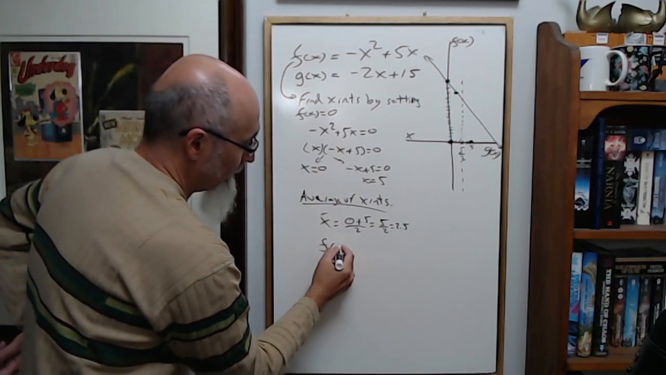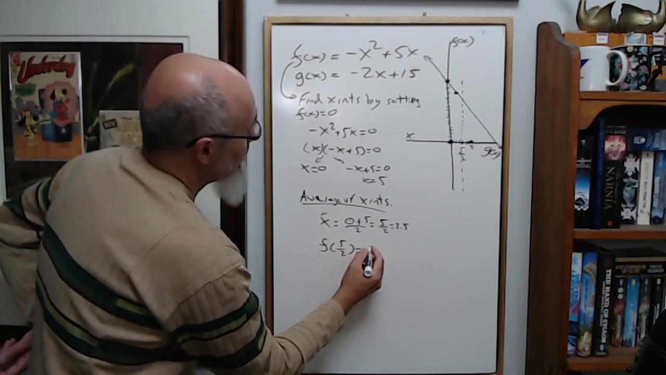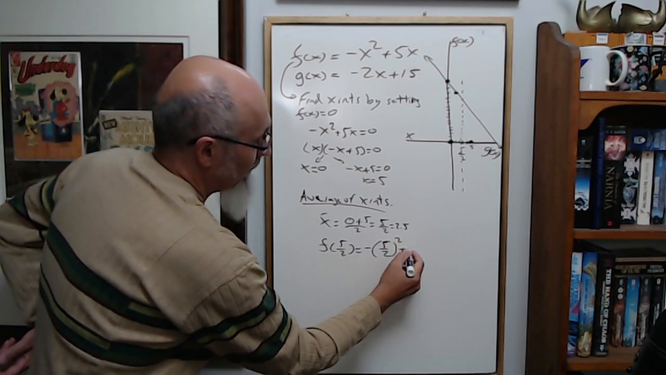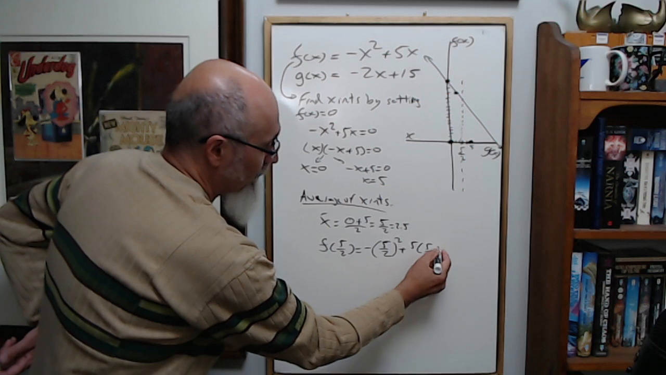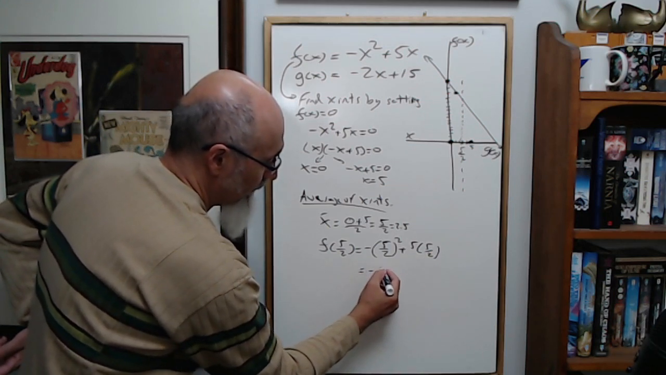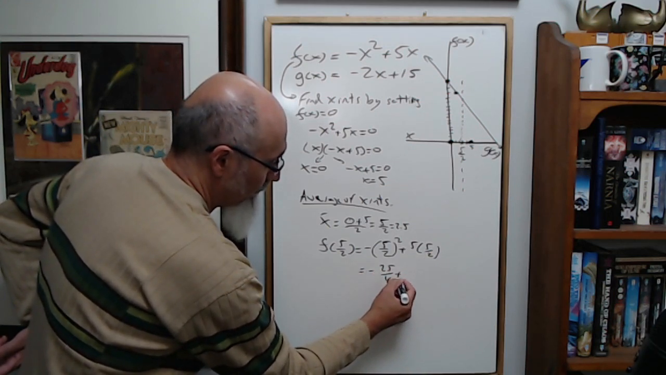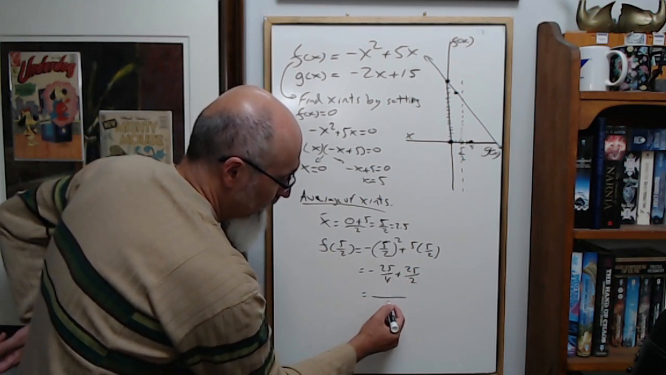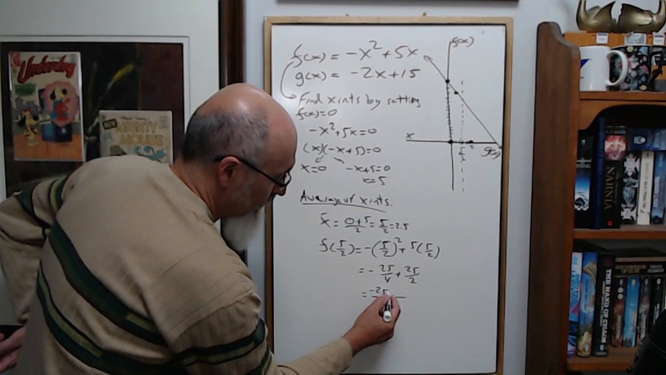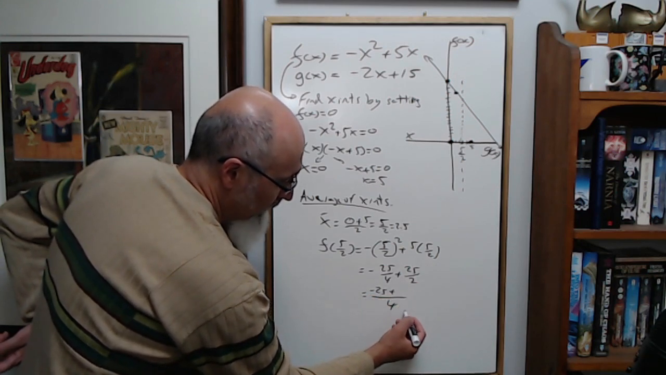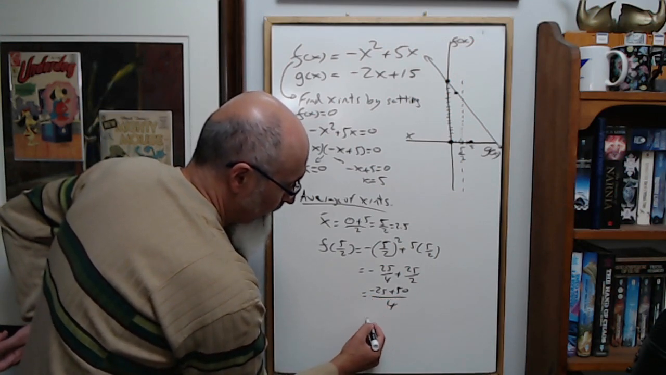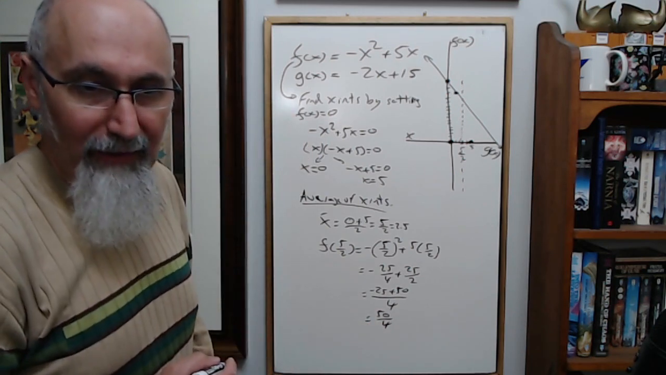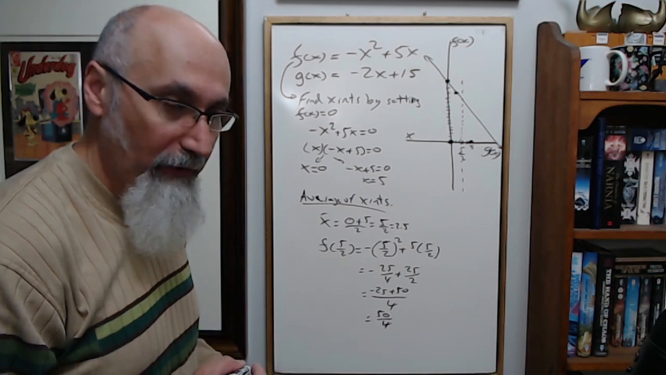So we're going to find f of 5 over 2, which is equal to negative 5 over 2 squared plus 5 times 5 over 2, which is going to be negative 25 over 4 plus 25 over 2. Common denominator is 4. This is negative 25 plus, multiply that by 2, 50. So it's going to be 50 over 4, right? That's the y part of the vertex.